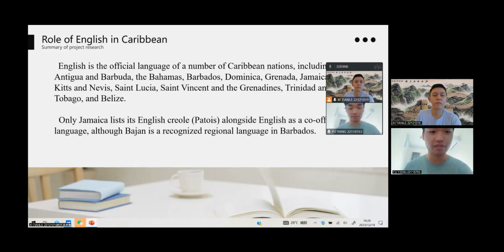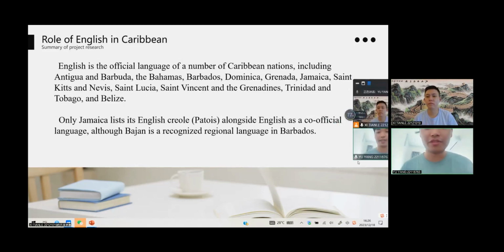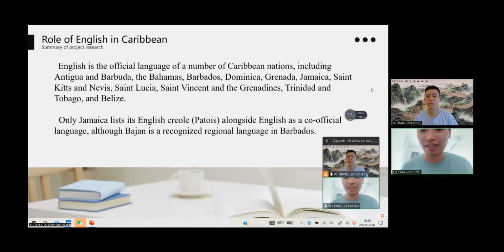And about the role of English in the Caribbean. It is the official language of a number of Caribbean nations, including Antigua, Bahamas, Barbados, and so on. But only Jamaica lists its English Creole alongside English as a co-official language, although Bajan is a recognized regional language in Barbados.